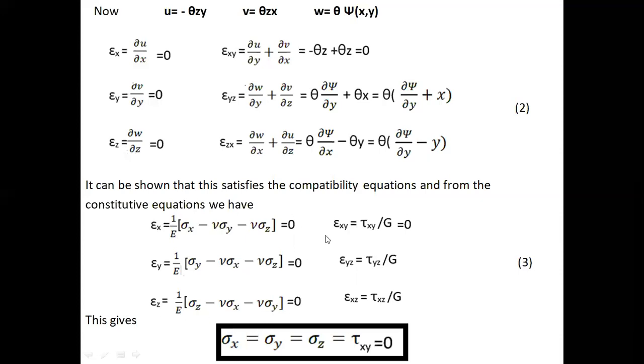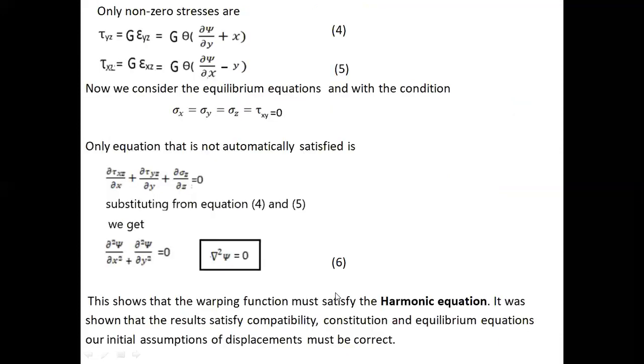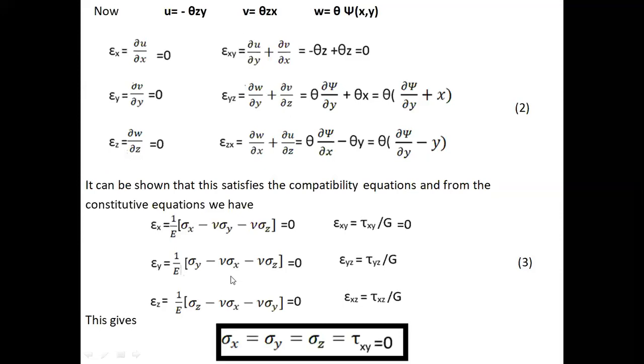And when we look at the shear strain components, we can simply write epsilon xy is equal to tau xy by G equal to 0, because we have found out that epsilon xy is also 0. And epsilon yz is equal to tau yz by G, and epsilon xz is tau xz by G. So these two are the only non-zero strains, and the others are 0.